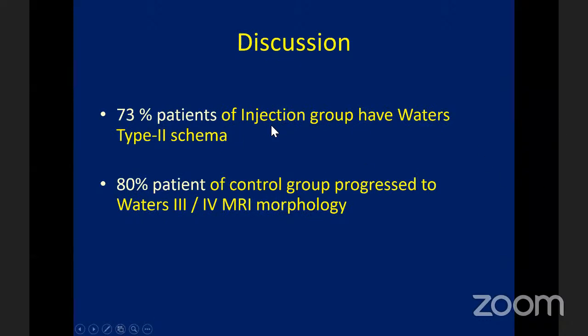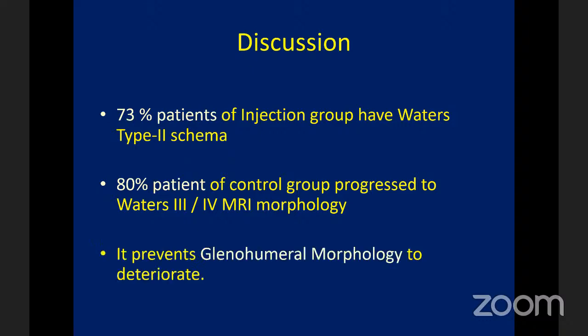73% patients of injection group have Waters type 2 MRI morphology and 80% of the control group has Waters 3 or 4, because internal rotation contracture has led to this grade of Waters classification. It prevents glenohumeral deformity.